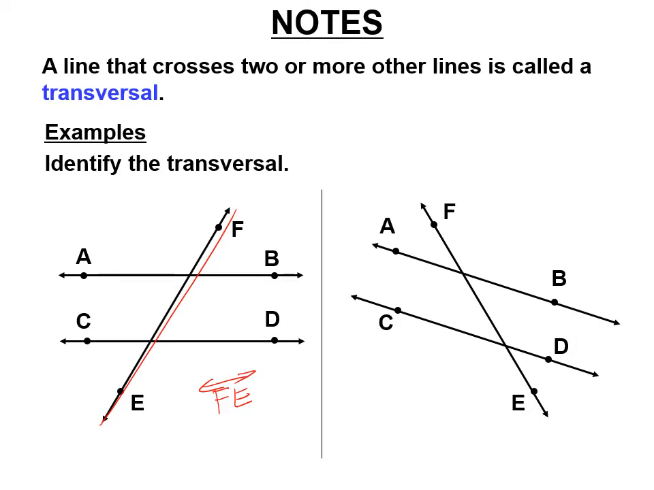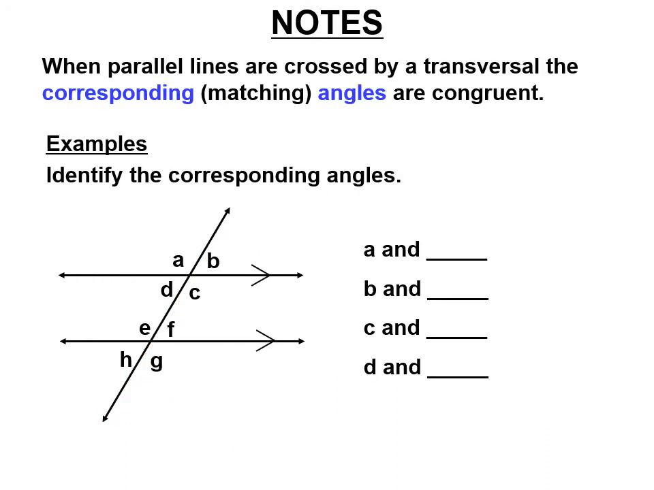So again, what's the transversal? You change the picture, it's the same line. Line FE is the transversal. It's the one crossing 2 other lines. Now, once we have that, the next vocabulary word we need to learn is corresponding. Corresponding, not the greatest word, but I wish we'd just use matching, because that's what it means. When you hear the word corresponding in math, in this situation and in many others, it just means the matching one, okay?